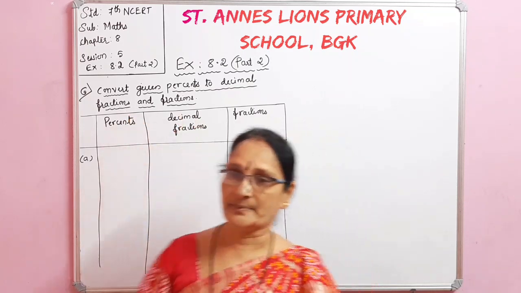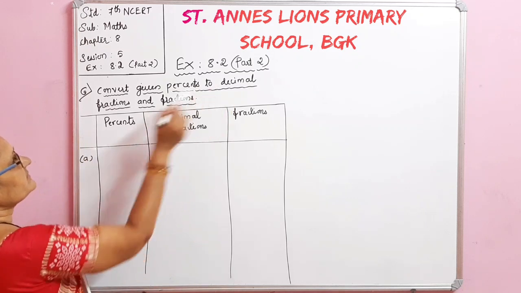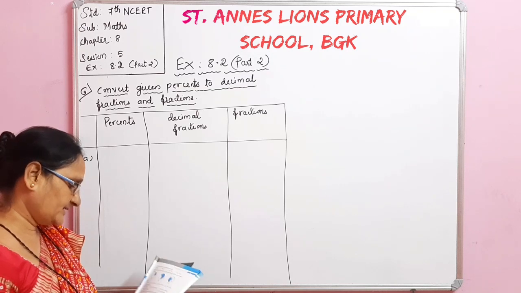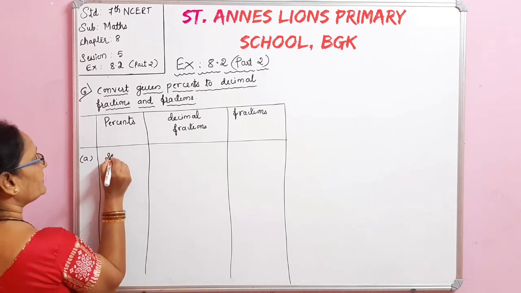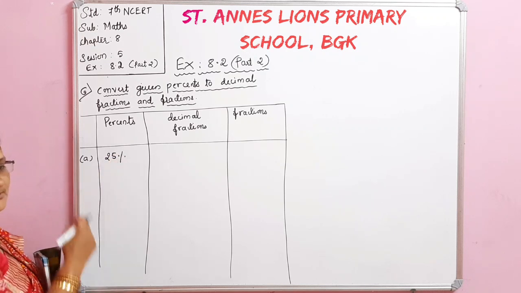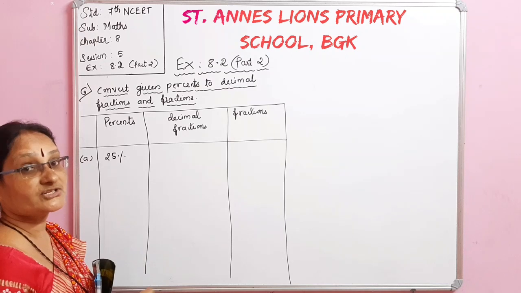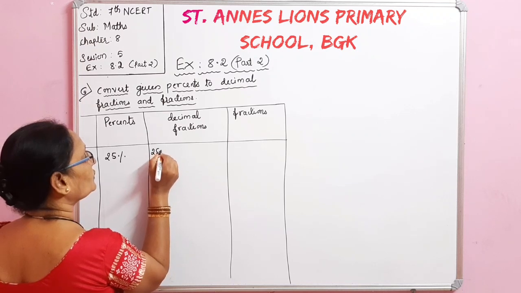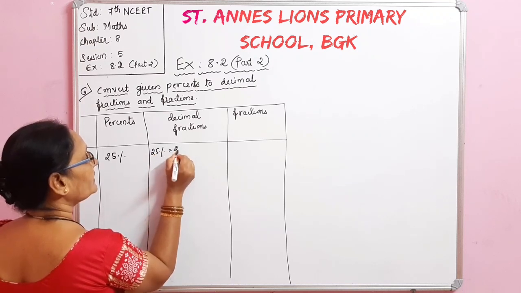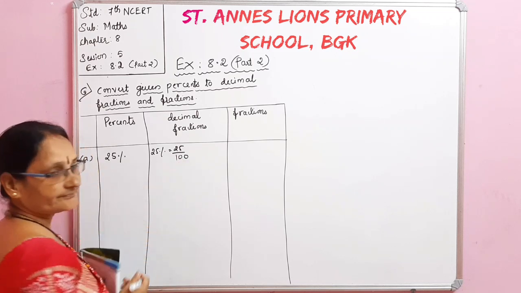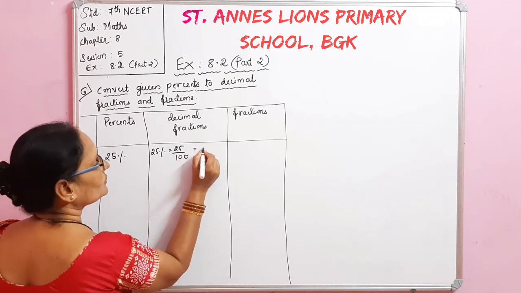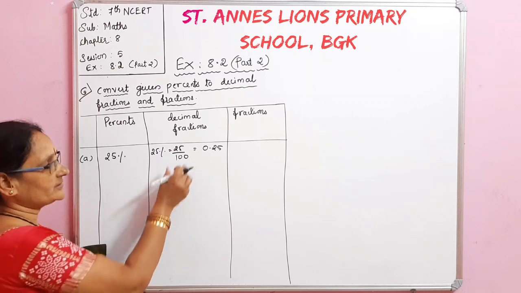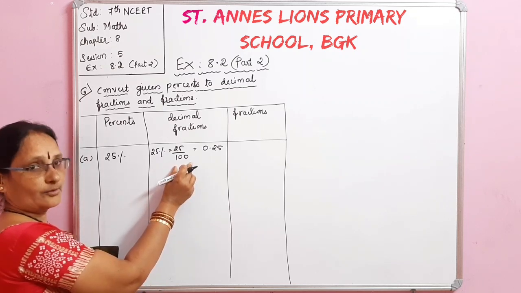See, convert given percents to decimal fractions and fractions. The first one is 25%. Percentage is given here. 25% is given. This we have to write in decimal fractions, in decimals. See, 25% is equal to 25 by 100. This is equal to 0.25. You know how to give the decimal point when there is 100 in the denominator.